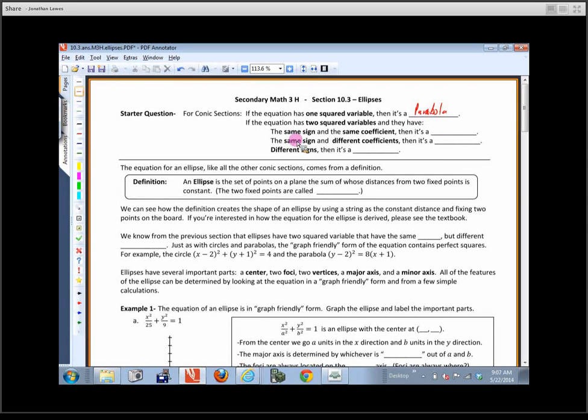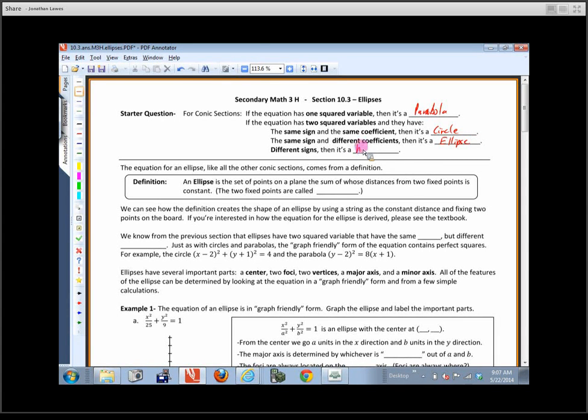If it has the same sign and the same coefficients, so they are exactly the same number in front, both positive, both negative, exact same number, what is it? Circle. Then it's a circle. Okay, same signs, so they're either both negative or both positive, but they are different numbers, different size for the x and different size for the y. Then it's an ellipse. Okay, and if they're different signs, doesn't matter if they are the same number, as long as they're different signs, what is it?